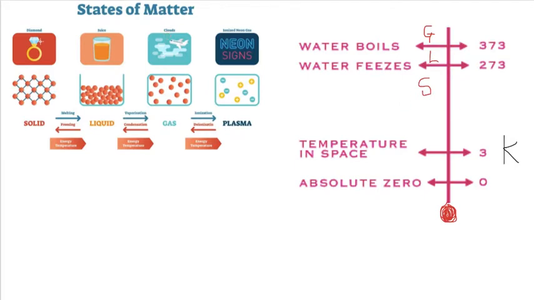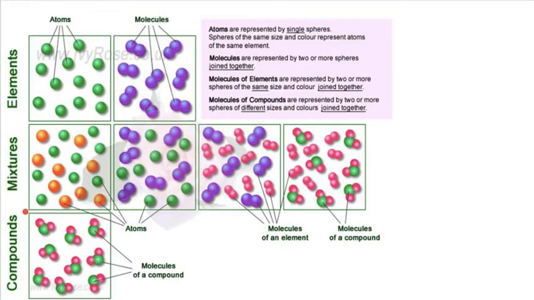Now let's go on to my next slide. And we're going to think about how the particles are arranged. This is called the particle model. Now, if you've got an element, elements are made up of one type of building block, one type of atom. They can be stuck together because they're still one type. So we've got elements can be atoms or they can be molecules. These molecules are where they're stuck together.